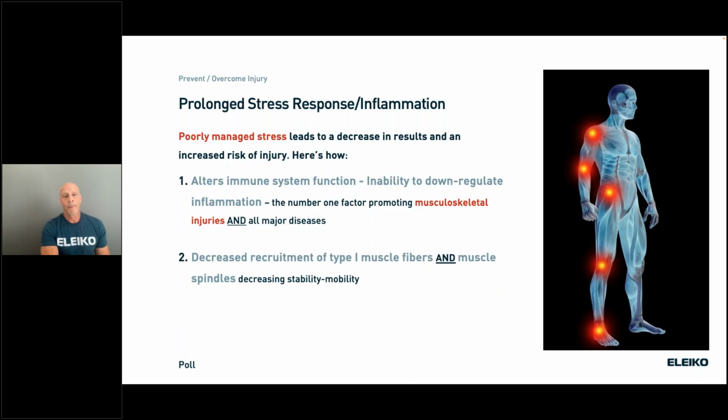Two, it decreases recruitment of type 1 muscle fibers and muscle spindles. That decreases our stability or proprioception, which is how we ultimately get mobility. Mobility shouldn't be thought of as range of motion. It should be thought of as actively controlled range of motion. We think if I can just get more motion to happen, that means that I have mobility. No, it just means you got more motion to happen.